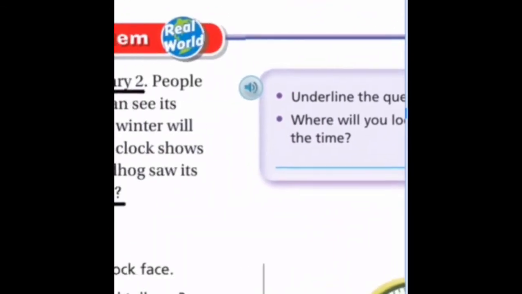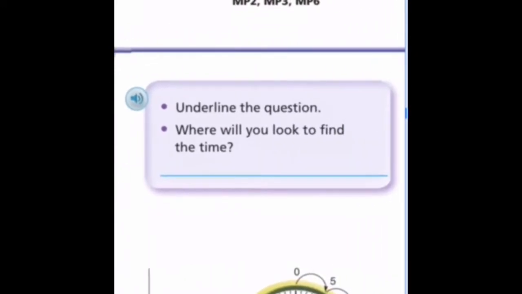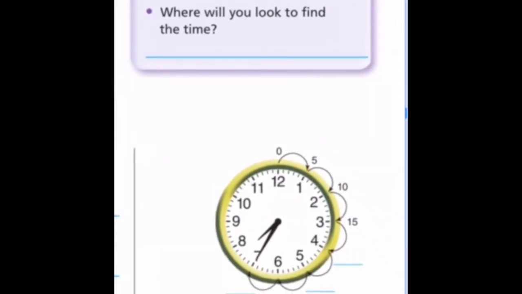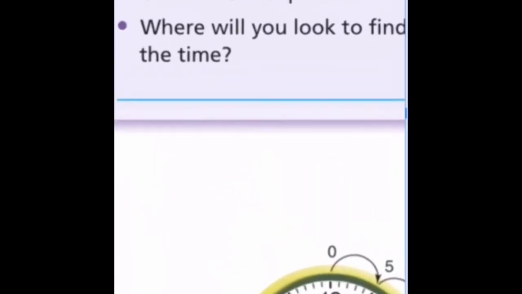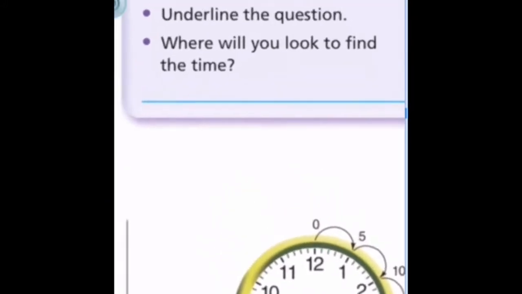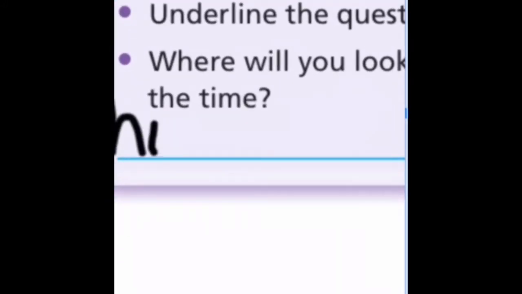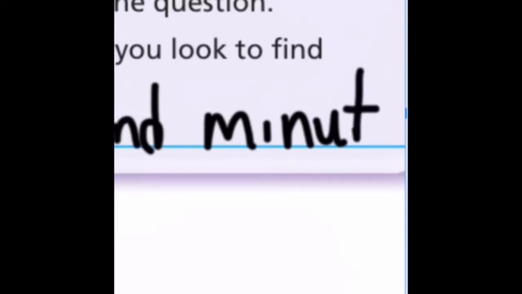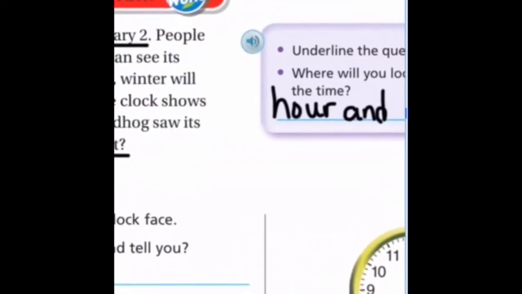Underline the question. I've already done that. And then it says, where will you look to find the time? Okay, so we have to look at our clock, obviously, right? And then we're going to look at the hour and minute hand. And you just want to put hour and minute. That's fine. There we go. The hour and the minute hand.